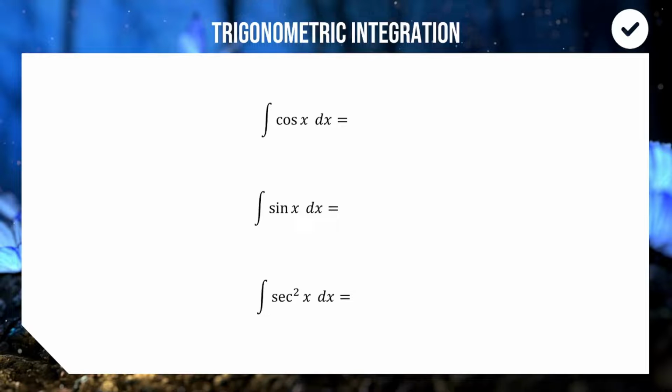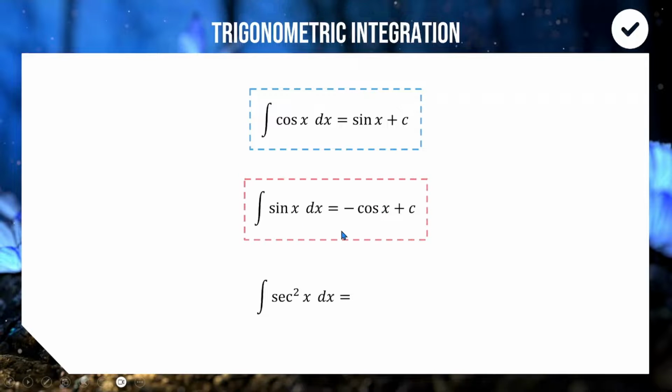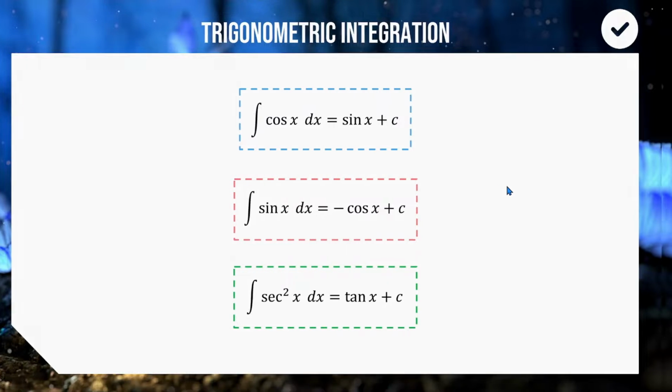But in that video, I explained that the derivative of sine x is cos x, which means the integral of cos x is sine x with a constant. The integral of sine x with respect to x is negative cos x, because negative cos when you differentiate becomes sine x. And we also looked at earlier that the derivative of tan is equal to sec squared. So the integral of sec squared is equal to tan. So these are our 3 results we're going to be applying today.